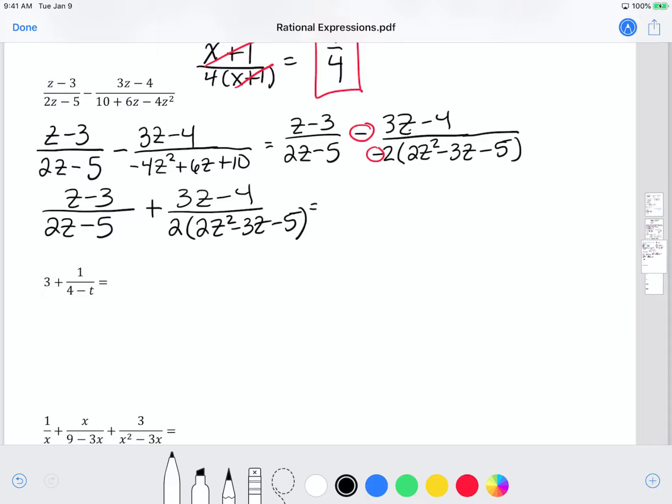So now I'm going to finish factoring that 2z squared minus 3z minus 5 in the denominator. To save myself some room, I'm just going to replace it down here with my factorization. So when I factor that 2z squared minus 3z minus 5, I'm going to get 2z minus 5 times z plus 1.